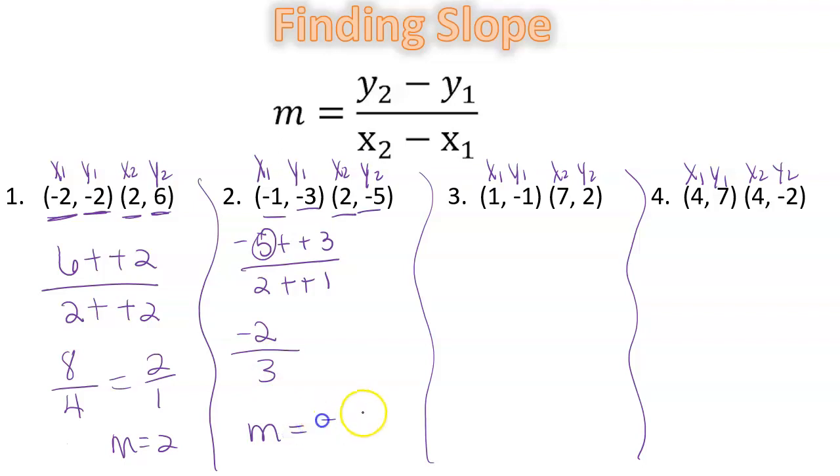m equals -2/3. Remember, we want to leave it a fraction if it comes out a fraction, because slope on a graph is rise over run. So fractions are good. So go ahead and pause your screen here and complete 3 and 4. Then unpause to see how you did.